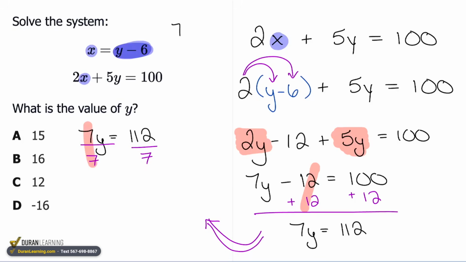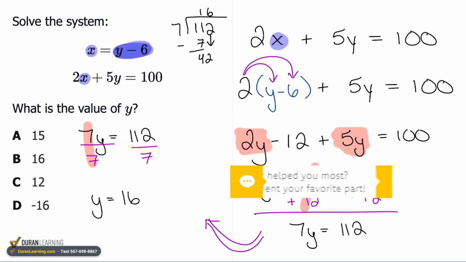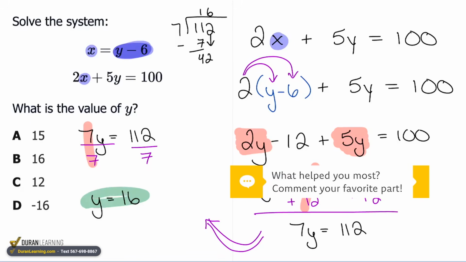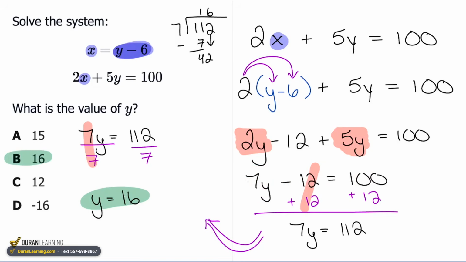Then we just ask ourselves, long division style, 7 goes into 112 how many times? 7 goes into 11 once. 4 left over, drop the 2, and then 7 goes into 42 6 times. So 112 divided by 7 is 16, and that is the value of y. And there's our correct answer, everybody. Answer choice B. And there we go.